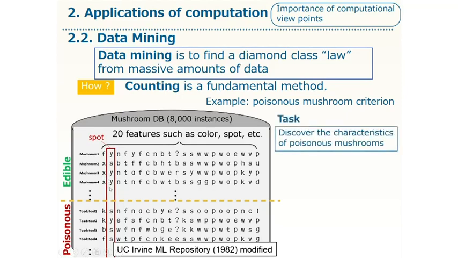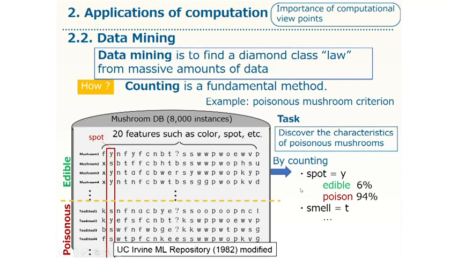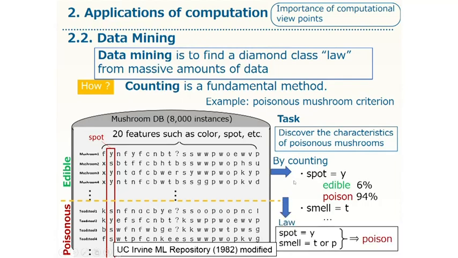Then our task is to find out a rule that would allow one to look at the mushroom and determine whether the mushroom is edible or poisonous. This is our data mining task. Here, a basic method is again counting. We count the number of mushrooms whose spot type is Y and edible or poisonous. Then we know, at least in the database, for example, that among all mushrooms with a spot type Y, 94% of them are poisonous and 6% are edible. In this way, we will be able to get the correlation data between each feature type and being edible or poisonous. Then, based on these correlation data, we will be able to find a good rule like this for characterizing poisonous mushrooms. After basic counting, the derivation of this type of rule may not be so easy.